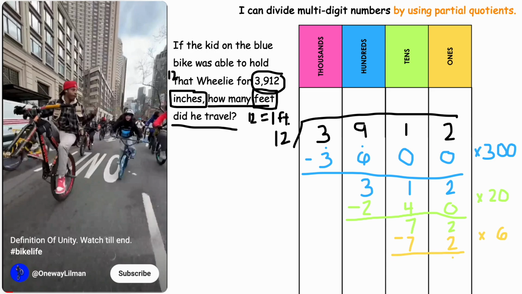And look at that. We're going to have 0 as our remainder. So that tells me that we'll have whole feet. We won't have any inches left over. So 326. Remember, in our original word problem, it was feet. So this quotient is feet. 326 feet.